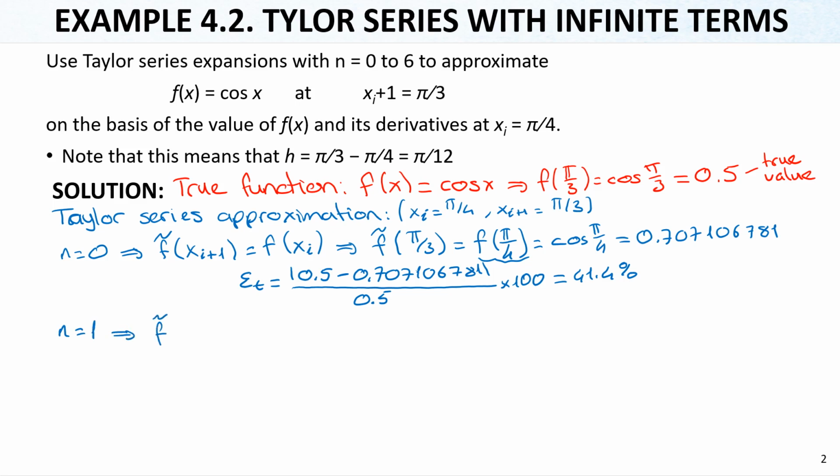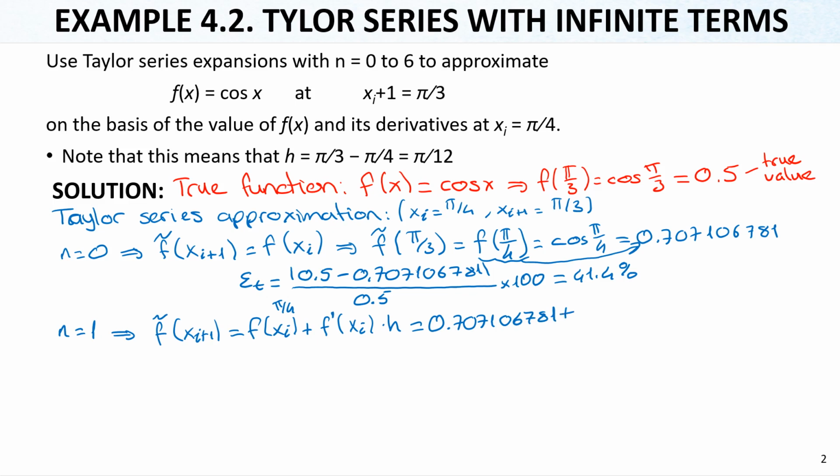For example, the first degree. Again, we predict xi plus 1 with the zero order term plus the first order term, and it includes the derivative times the step size h. And in here, if we write this down, f(xi), we know that it is for pi divided by 4, and we already calculated it as 0.707106781 over here, this one.